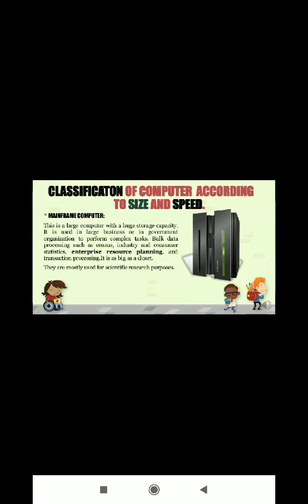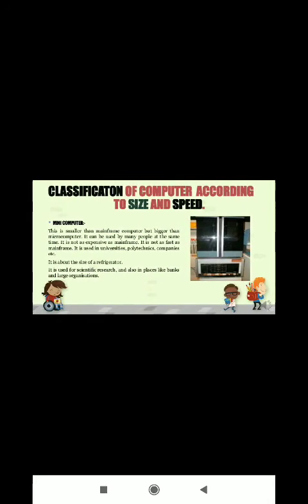The second one is the mainframe computer. It has a huge storage capacity. It is basically used in large businesses or in government organizations. It is not used in a normal way.